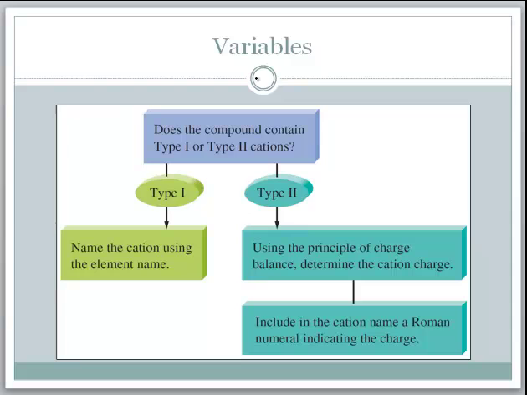All right, let's review one last type. These are the variables. In other words, metals that are not in one of those columns that we can tell the charge. And again, this is, does the compound contain type 1 or type 2 cations? Remember, type 1 is simply the one that we know the charge. Type 2 is where we have to use those Roman numerals. And we've gone through a few of those examples.